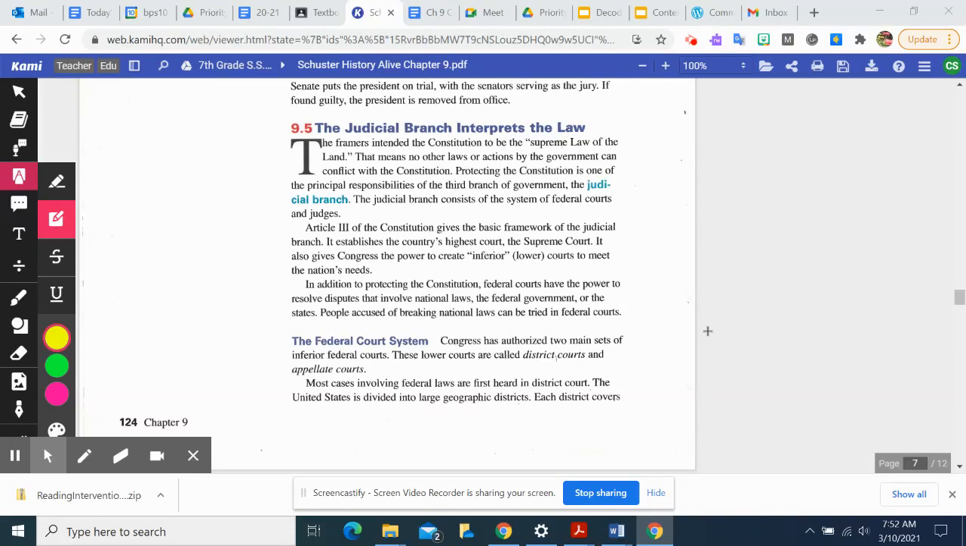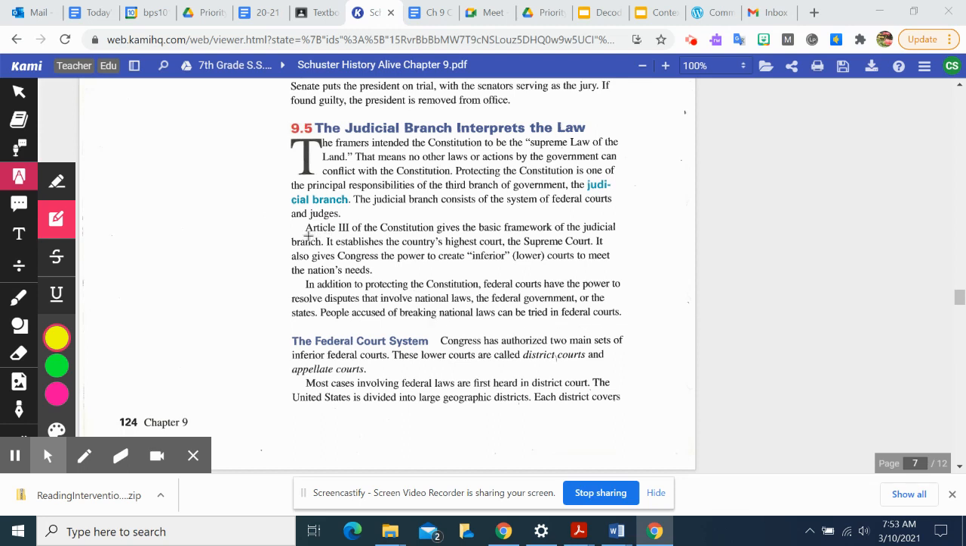9.5, the judicial branch interprets the law. The framers intended the Constitution to be the supreme law of the land. That means no other laws or actions by the government can conflict with the Constitution. Protecting the Constitution is one of the principal responsibilities of the third branch of government, the judicial branch. The judicial branch consists of a system of federal courts and judges.